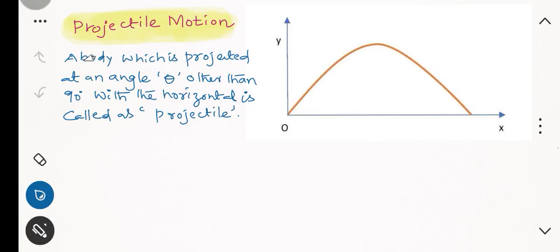Students, welcome to physics class. Today our topic is projectile motion.